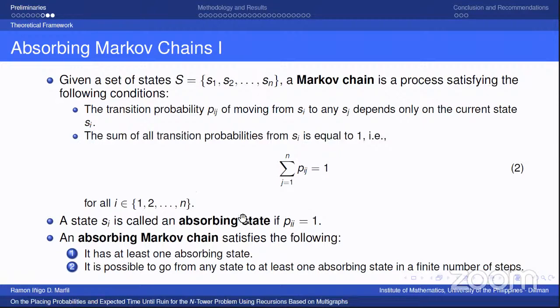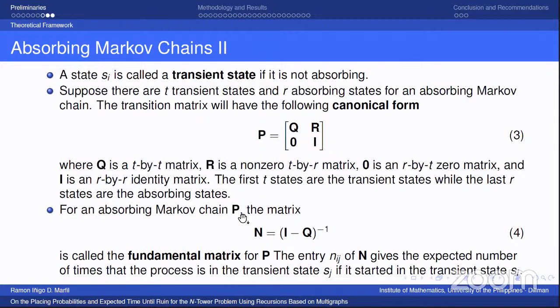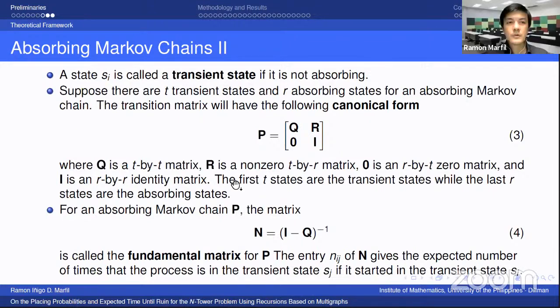So yun yung isa sa mga unang types ng states natin. Meron tayong absorbing state. So pangalawa, meron tayong tinatawag na transient state. So a state S sub i is called a transient state if it is not an absorbing state. So basta hindi siya absorbing state, transient state na yung tatawag natin sa kanya. And suppose that there are T transient states and R absorbing states for an absorbing Markov chain. The transition matrix will have the following canonical form.